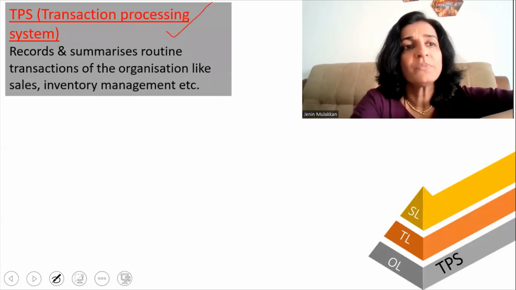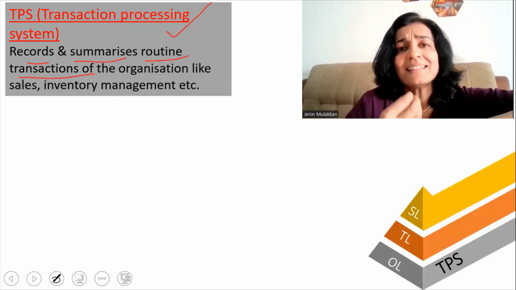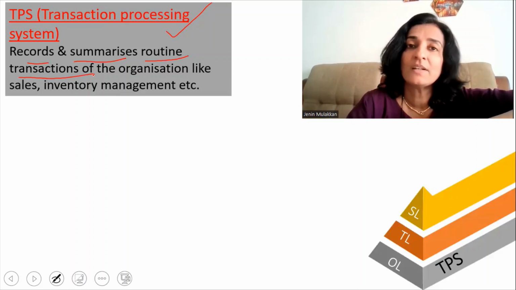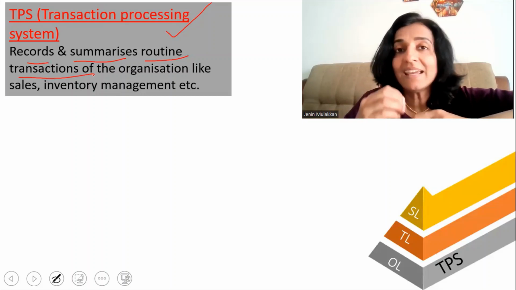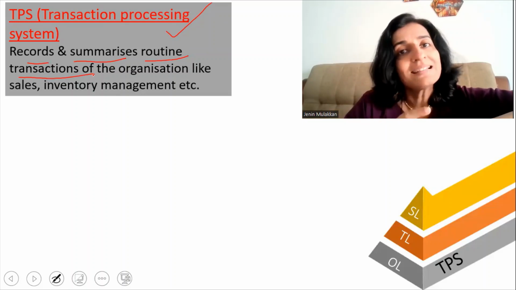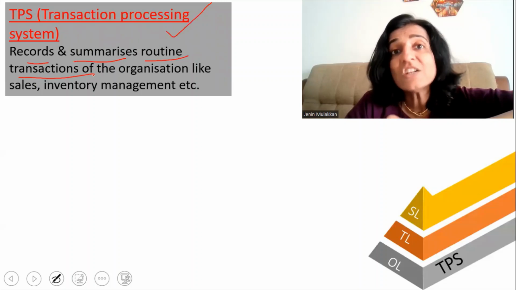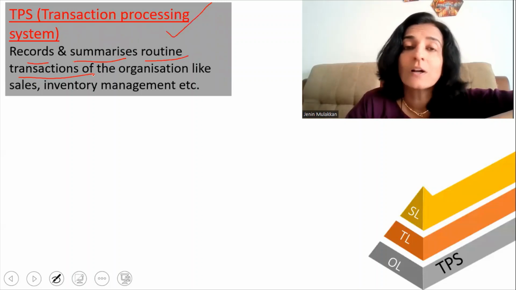And what does it do? It records and summarizes the routine transactions of the organizations like sales, inventory management, etc. So whenever there is a sale or a purchase, the entries have to be recorded. So basically, transaction processing system captures the routine transactions of any organization.